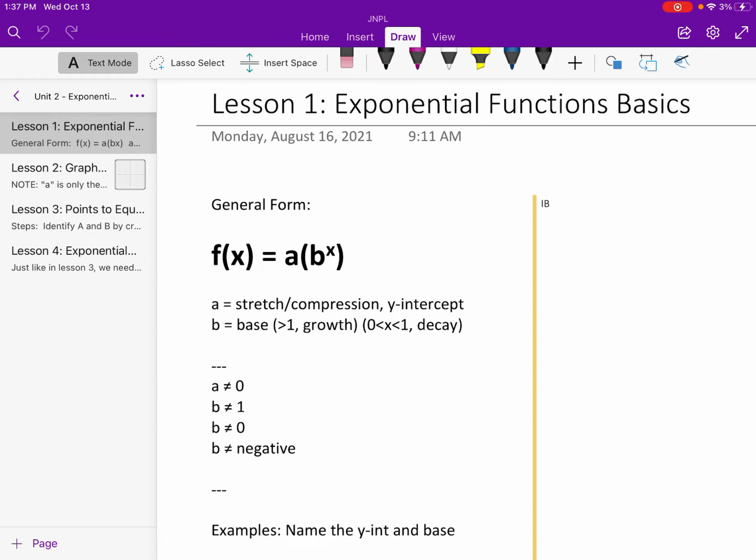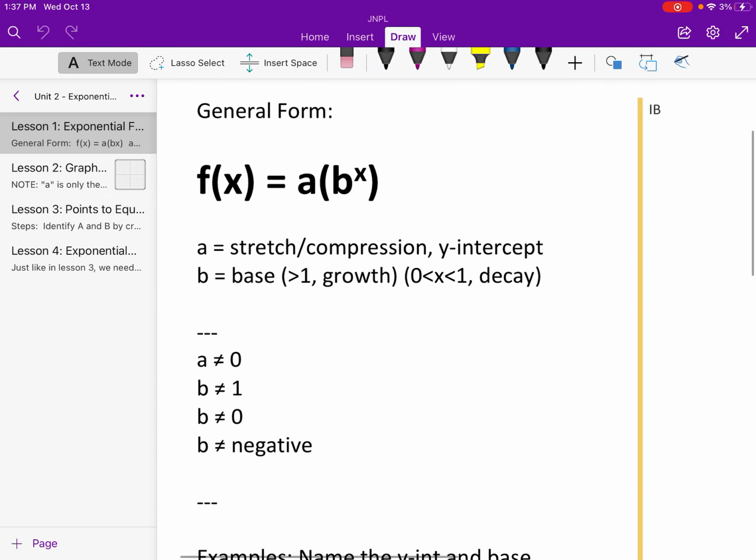So, on these first few lessons, I can't have the intro, and I have to be a little bit quieter right now, but that's fine. So, that's why that's like that today.